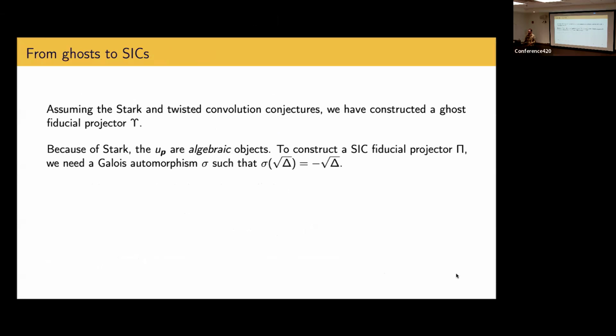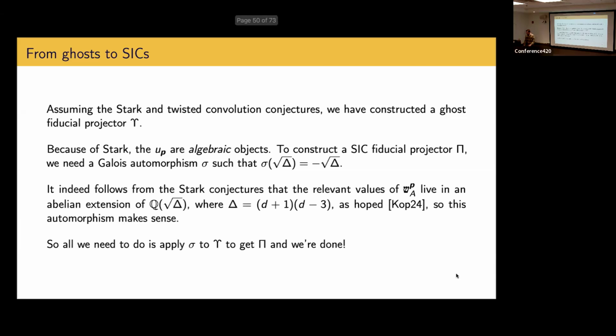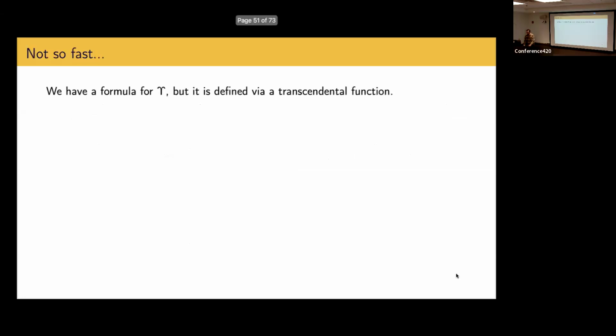Okay, so to recap, now we have this formula. We've assumed the Stark conjecture, so we now know that these U sub P's are actually algebraic objects. And we assumed the twisted convolution conjecture, so this thing is a projector. So all we have to do is apply this Galois automorphism, flip the sign of root delta, and we're done, right? Couldn't be easier. Okay, but it's not so easy to do that.